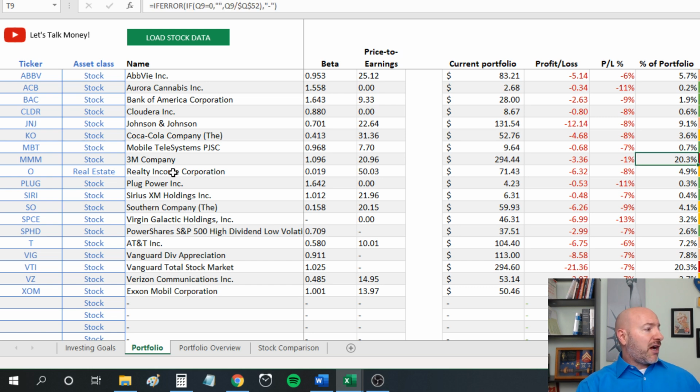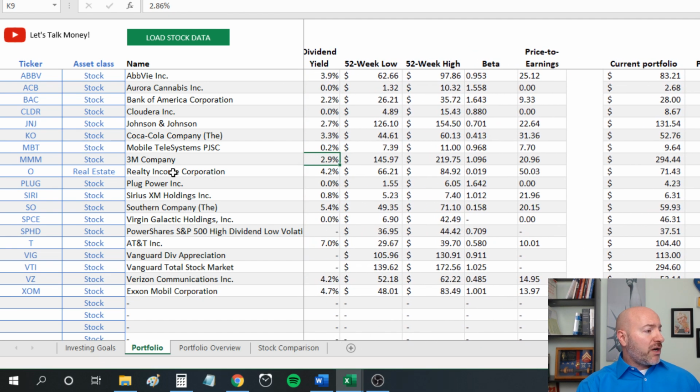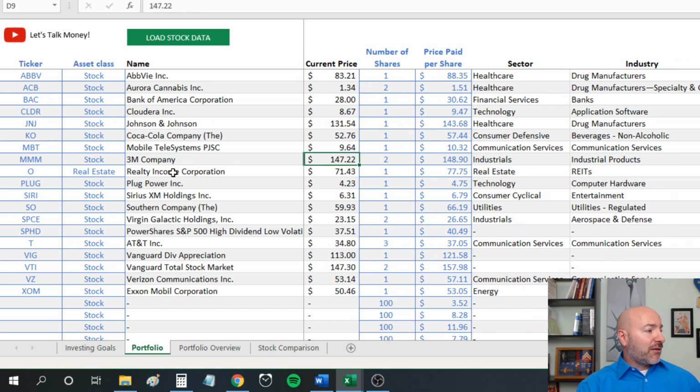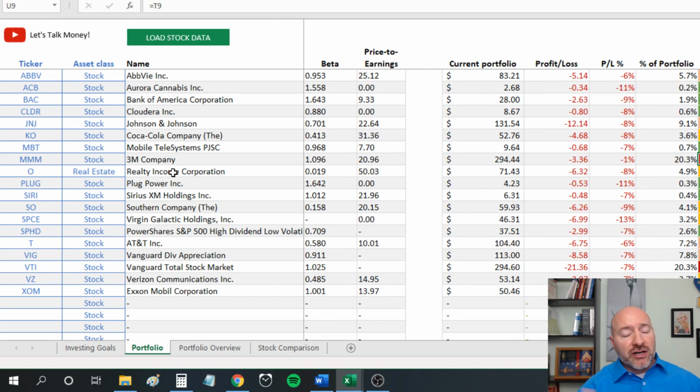What I would say with Kyle here, he has got 20% of his portfolio, it looks like, in 3M. 3M is a great company, huge conglomerate, and they're kind of diversified within the company itself. But I would not suggest having 20% in one single company, okay? The headline risks are just too much that you can run into, and it can really hurt your portfolio. So that's that main portfolio page.